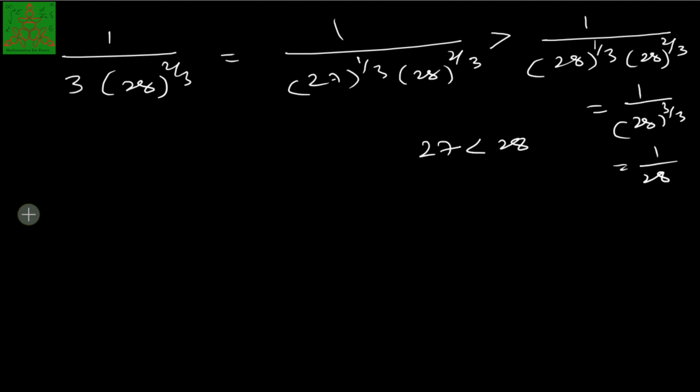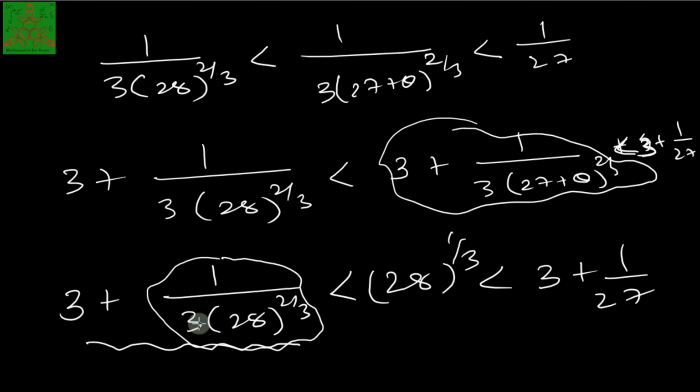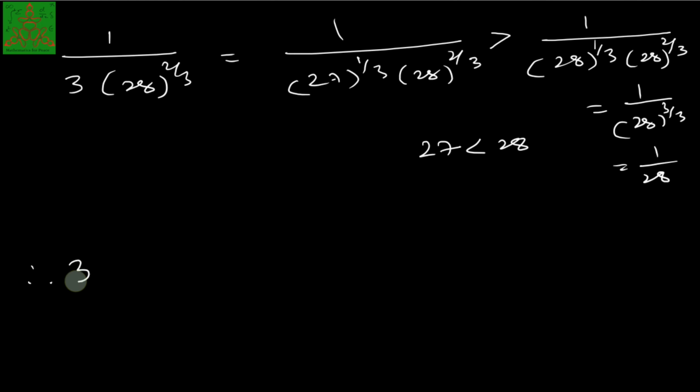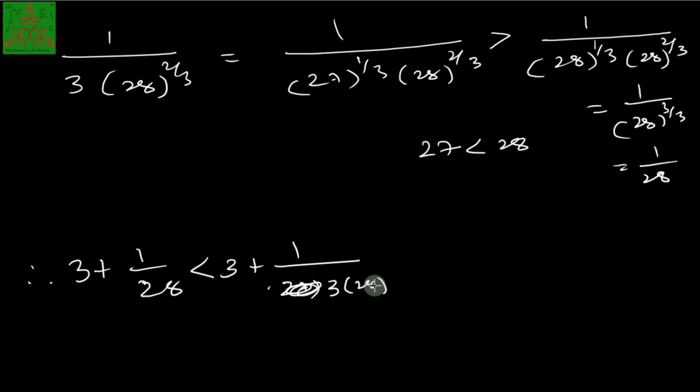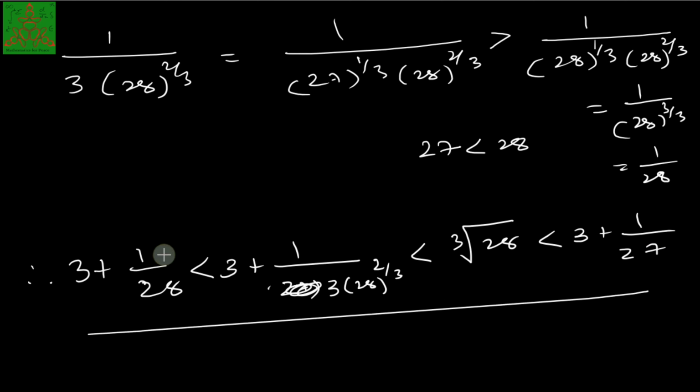So hence, from the previous quantity, I should write 3 plus 1 upon 28 is less than 3 plus 1 upon 3 into 28 raised to 2 by 3, which is less than the cube root of 28, which is less than 3 plus 1 upon 27. This is exactly the expression which we have to prove in the given statement.